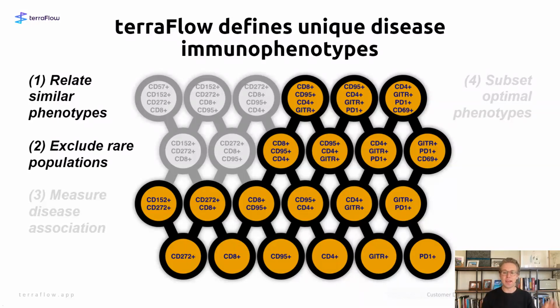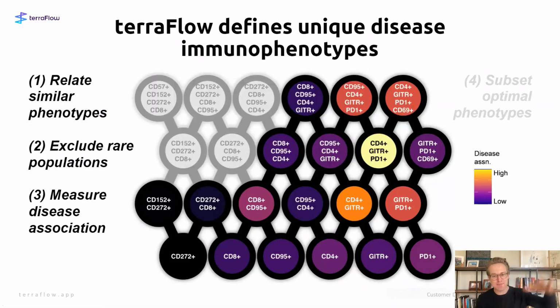Then what we do is we measure how well each of these phenotypes correlate to outcome, and we map that information back onto the network. And now we see different neighborhoods light up with high disease associations. So you can see, for example, in the top right, we have CD4 GITR PD1 has a strong association with outcome, as do similar phenotypes that share 1 or 2 markers in common.